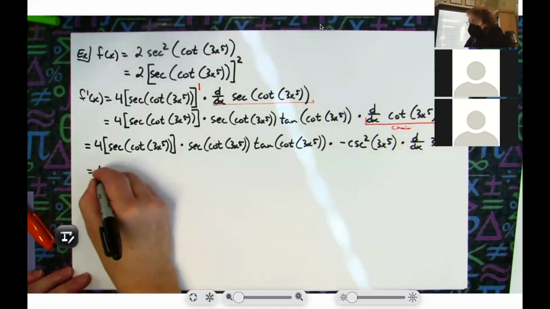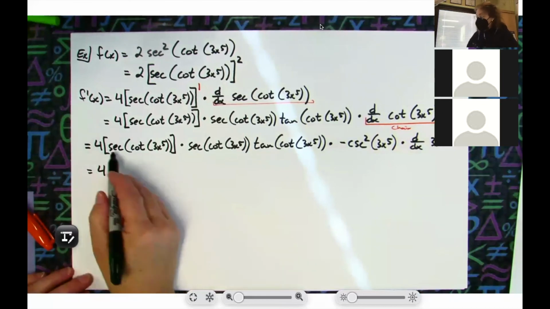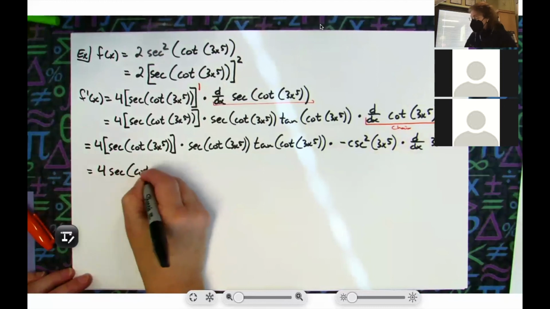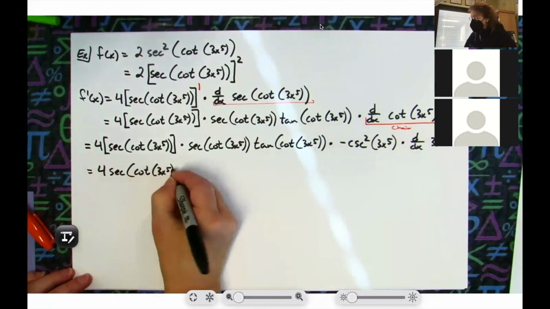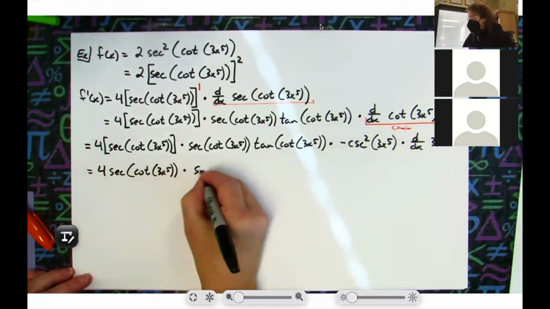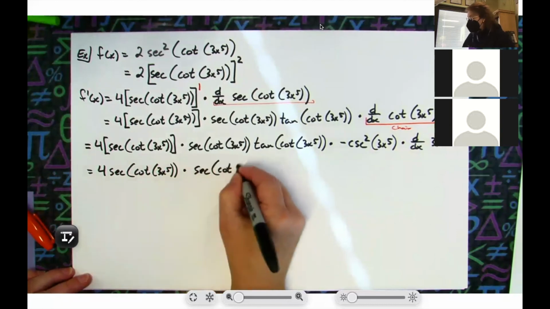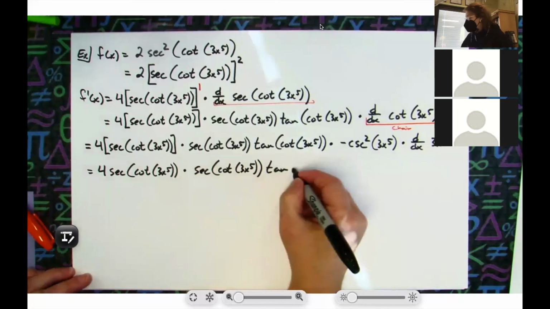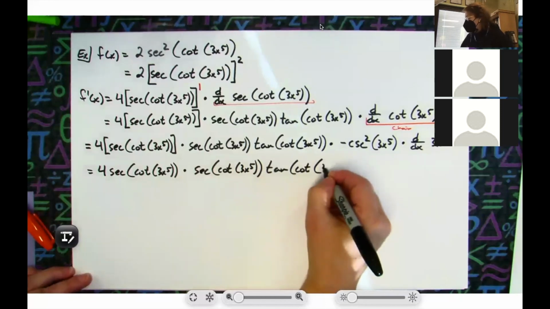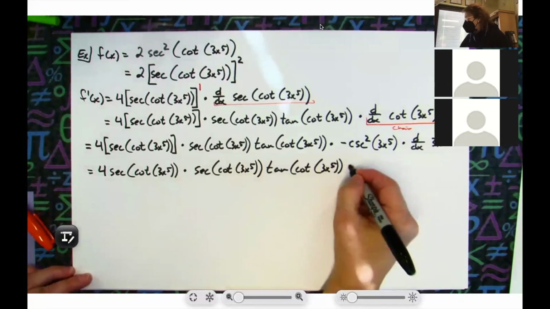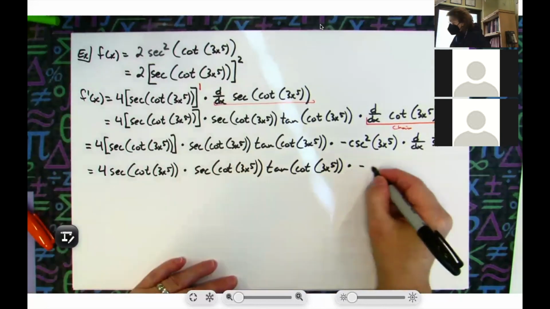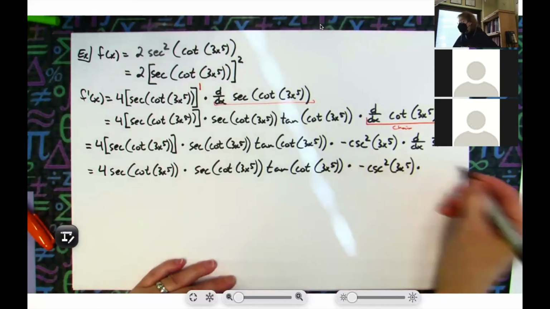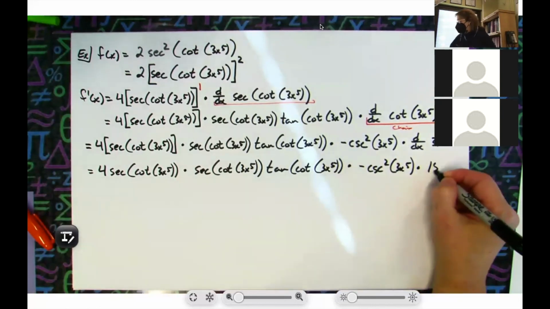Okay, so 4. And technically, I could drop those square brackets. It's getting a little tacky. So secant cotangent 3x to the fifth. I've got another secant cotangent 3x to the fifth, tangent cotangent 3x to the fifth, minus cosecant squared 3x to the fifth. Now that derivative on the end, 15x to the fourth.